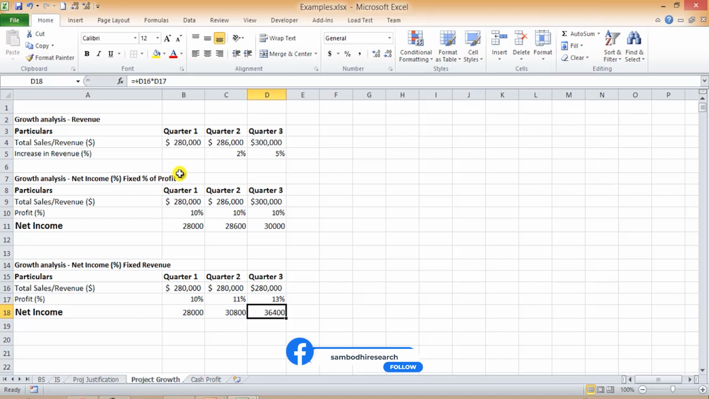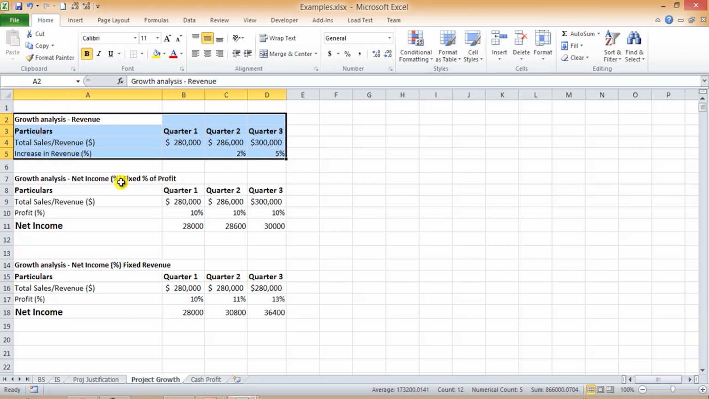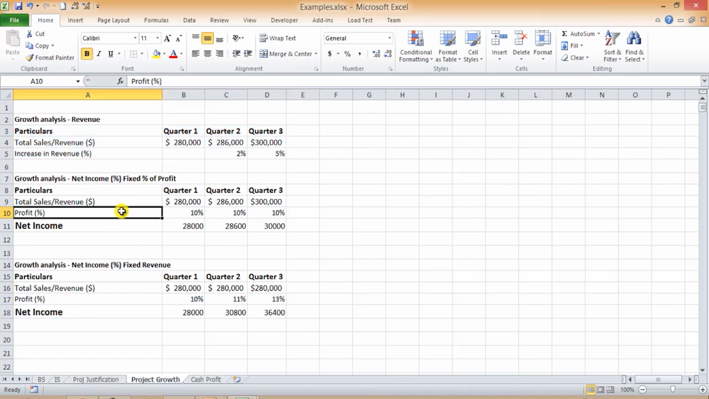So these are the two methods of analyzing the growth of a project. One is in terms of revenue figures of the contract itself, that is this method over here. Next is the method of net income analysis, where you have two methods: fixed percentage of profit, that is this amount always remains constant, and lastly we have growth analysis, net income percentage, which is based on the fixed revenue concept, where this amount always remains constant.